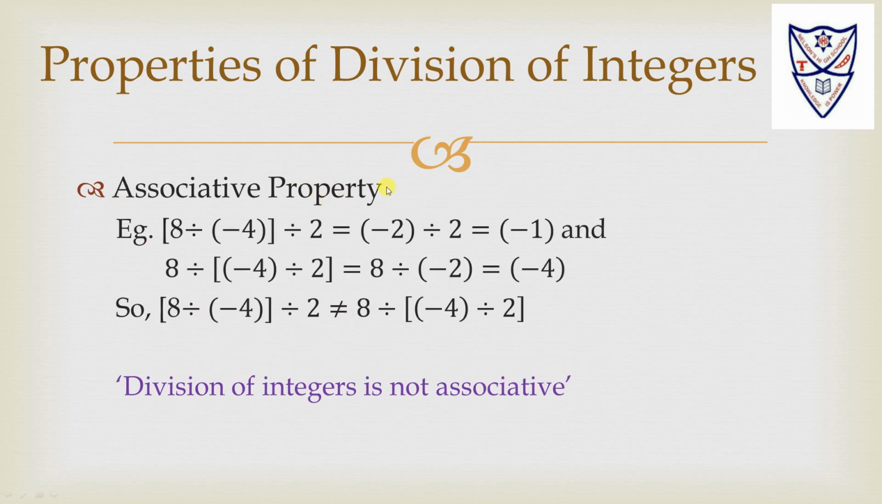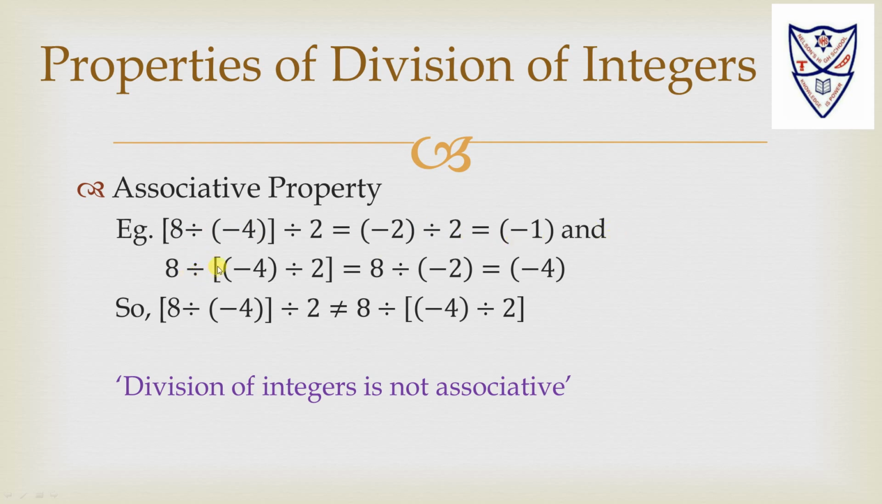Now associative property. For example, 8 divided by minus 4 in the big bracket, closed, divided by 2, which gives 8 divided by minus 4, one positive one negative, you will get a negative answer, and 8 by 4 it is 2. So minus 2 divided by 2, at the end you will get minus 1.